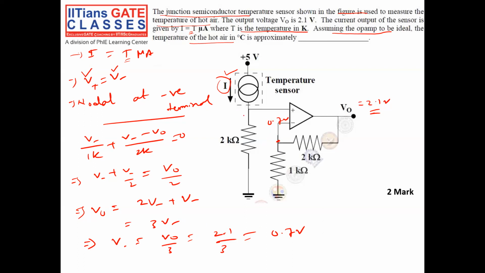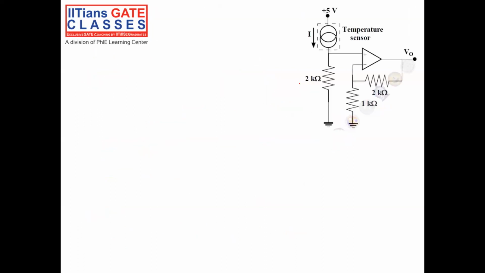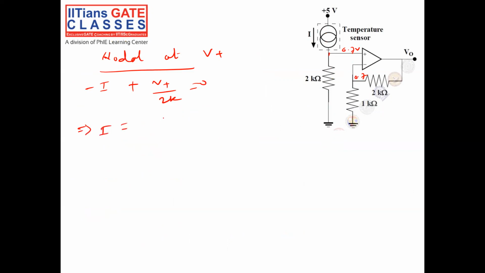Now, what is V positive? V positive is equal to V negative, which is also 0.7 volt. So we got V negative is 0.7, and V positive also should be 0.7 volt. Now, let us put a nodal at the V positive terminal. The current coming in, so it should be minus I plus V positive by 2K equal to 0. This implies I is equal to V positive by 2K, which is 0.7 divided by 2000, since 2K is 2000.